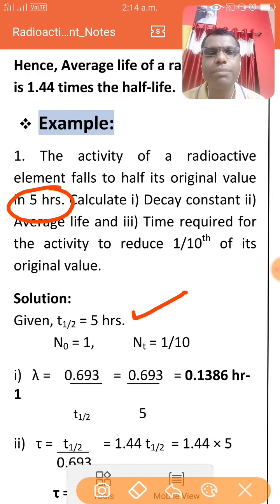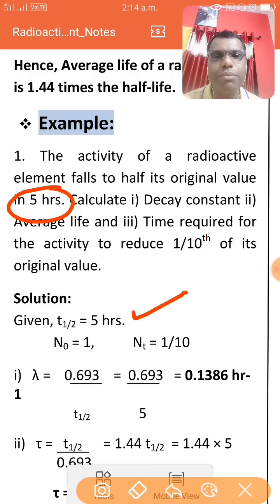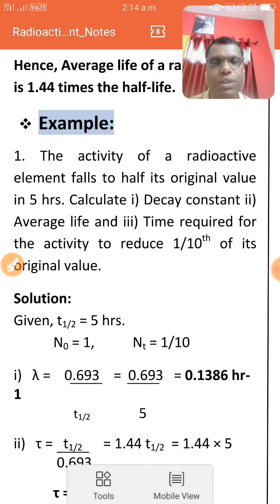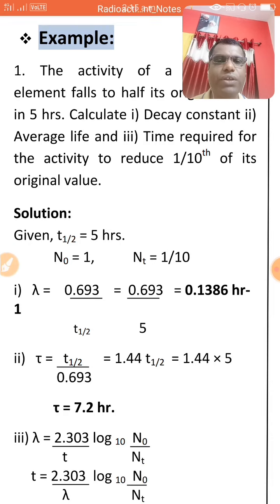Based upon the same, we have to calculate the value of the decay constant, that is lambda. After calculating lambda, we have to calculate second the mean life or average life, that is tau, and the last one is the time required for the activity to reduce to 1/10 of its initial or original value. So it is important to understand what things are to be calculated. First of all, in the first part we will discuss the calculation of the decay constant.